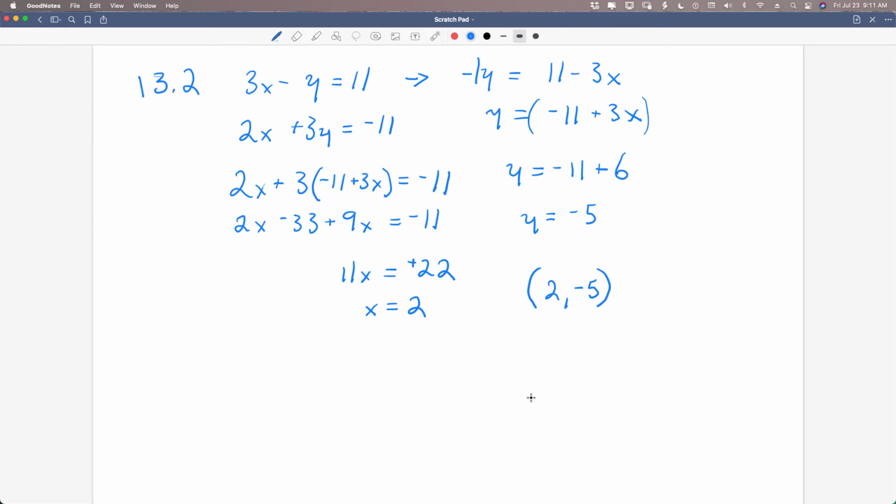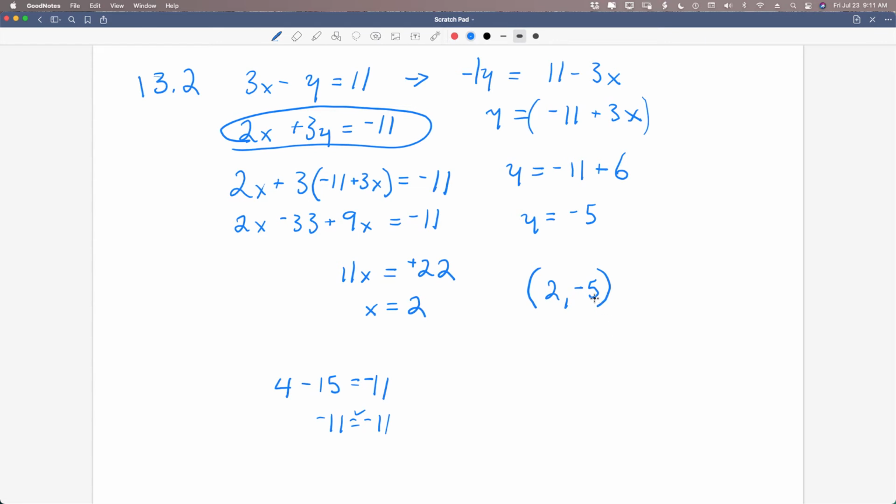Okay? And if you want to check your answer to see if you got the right answer, all you have to do is go back to one of these. Let's pick this one right here because it's got both of those. Or you could pick this one, it doesn't matter. Let's sub in for x. 2 times x, in this case x is 2, so that's 4, plus 3 times negative 5 is going to be, well, that'll be a minus, won't it? Minus 15 equals 11, and actually it equals negative 11, and that's correct, negative 11. So we know that this is a true result. We found the right one.